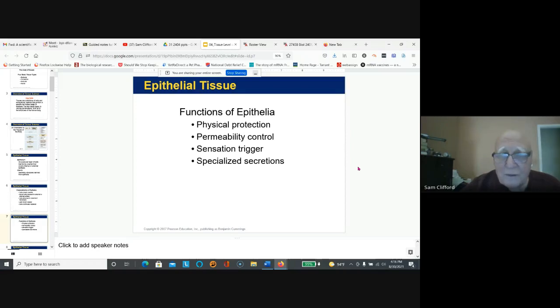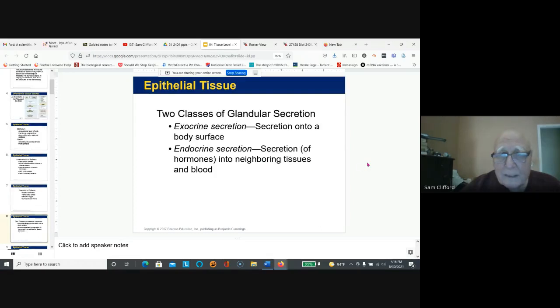What does epithelial tissue do? It protects, keeps the water inside your body, senses heat, pain, and pressure, and has specialized secretions like sweat. Exocrine glands secrete onto the body surface, such as sweat glands. Endocrines secrete hormones, for the most part, into the neighboring tissues and the blood.